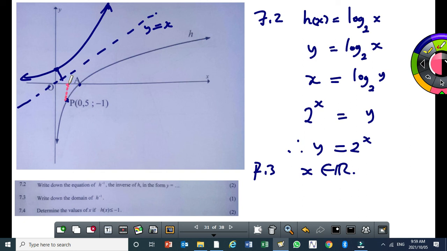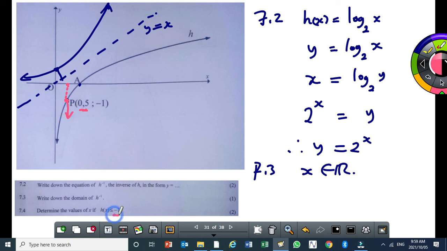Because if the values of h of x are less than negative 1, it means we are talking about going down. So if we are going down, I'm sure you can see that the x values are getting closer and closer to 0. So all we have to do is, we need to know what is the value of x at point P. The value of x at point P is what? 0.5. Right?